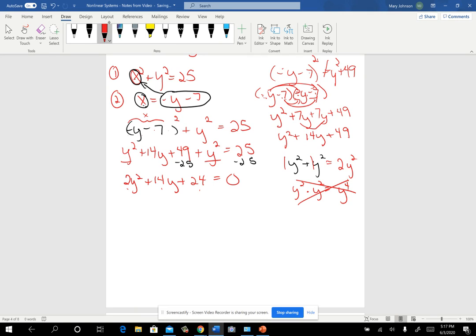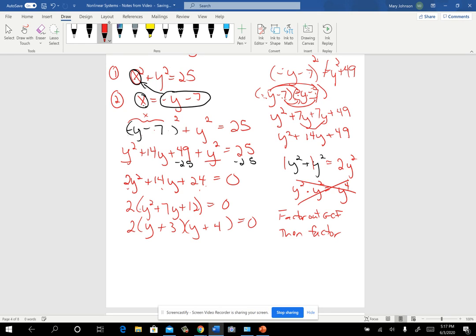So when you do factoring, you're supposed to factor out the GCF. It's just oftentimes there's not one. Then factor. Okay. And so this does have a greatest common factor. We could take out the 2 from all the terms. We get y squared plus 7y plus 12 equals 0. That helps us get the factoring done a little more quickly because there's an understood 1 there in front of the y squared. So I'm going to factor that into y plus 3, y plus 4.